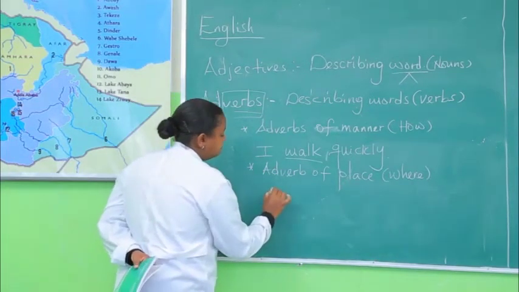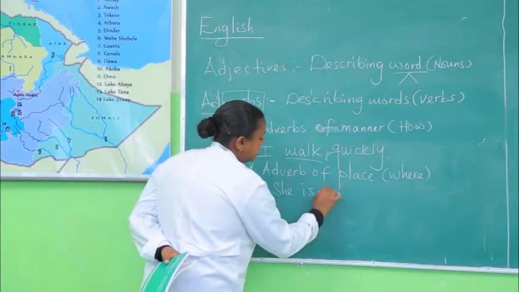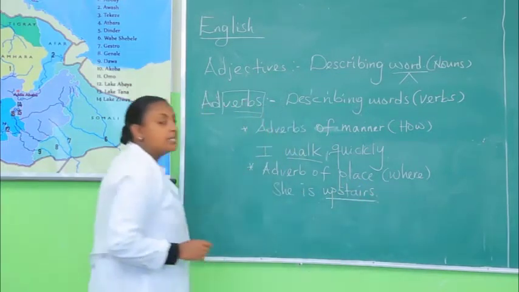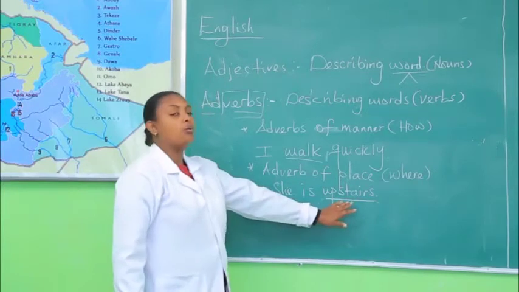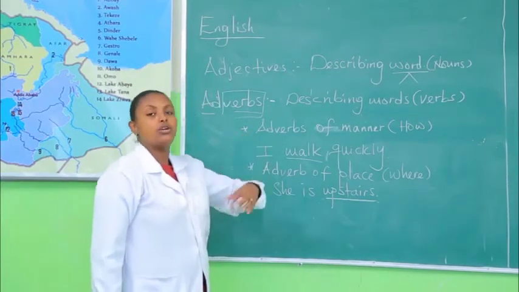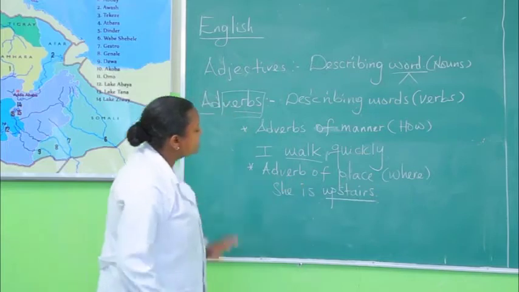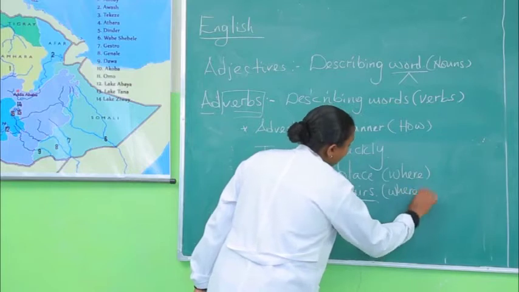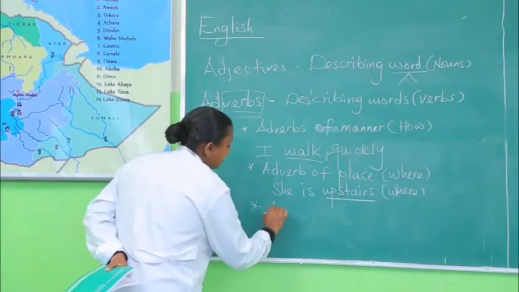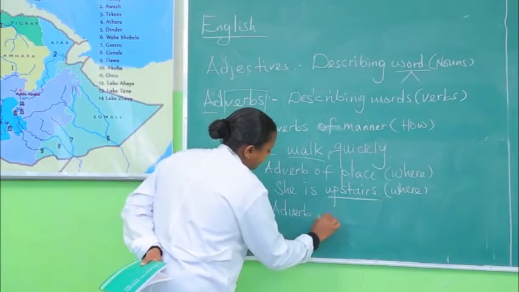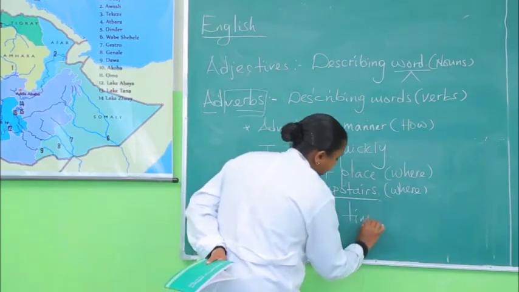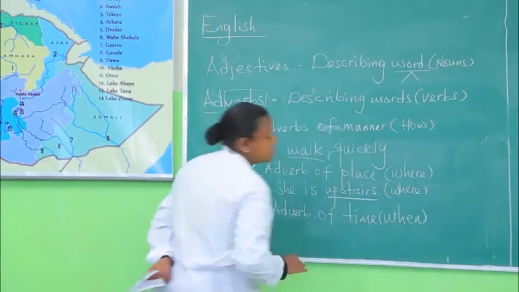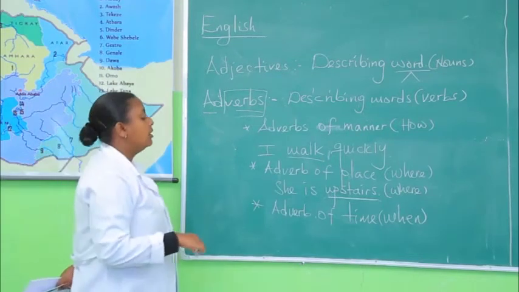So, she is upstairs. This upstairs tells us where the doer of the action is. So, this upstairs is an adverb of place. It answers the question where. The third one is adverb of time. Adverb of time. This kind of adverb answers the question when.